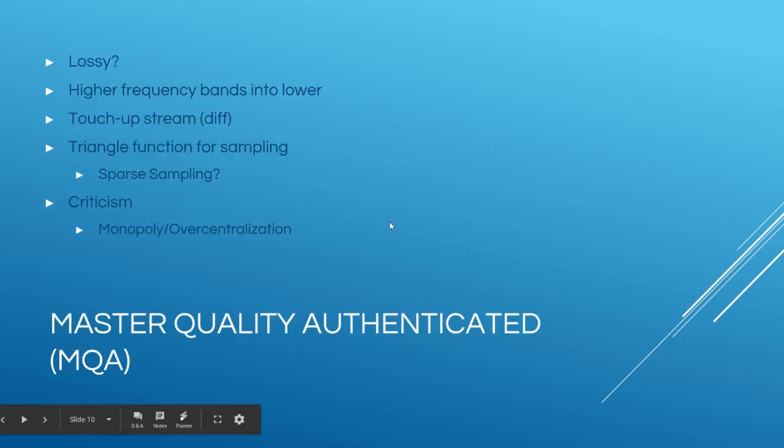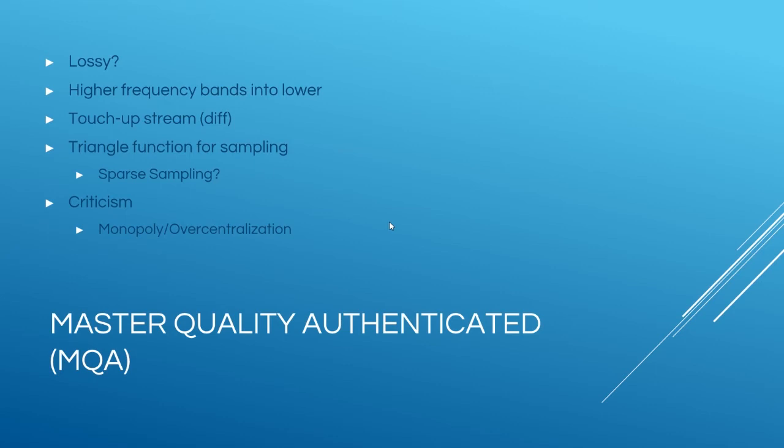Finally, we will discuss MQA, which stands for Master Quality Authenticated. This format is a partnership between a bunch of companies, big companies, similar to MPEG, the Motion Picture Experts Group, that kind of thing. Technically, it uses lossy compression. The higher frequency bands are compressed and stored in the lower ones, or something of that nature. There's some side stream which encodes the difference. For sampling, a triangle function is apparently used. I think this has something to do with sparse sampling or compressed sensing, which is some advanced signal processing technique.